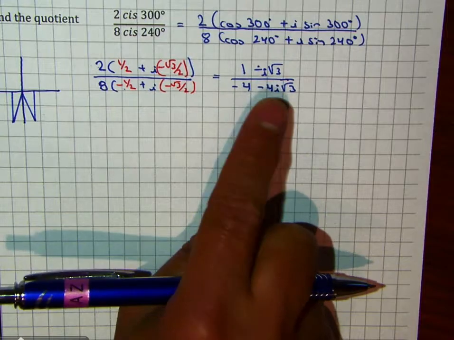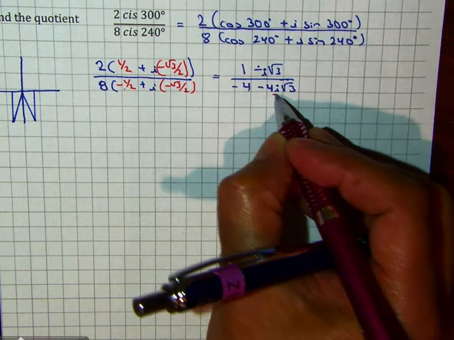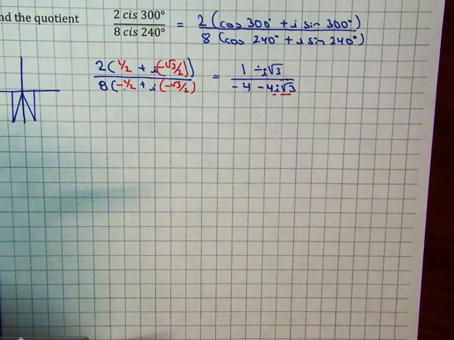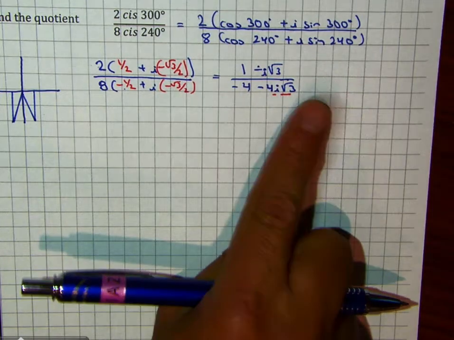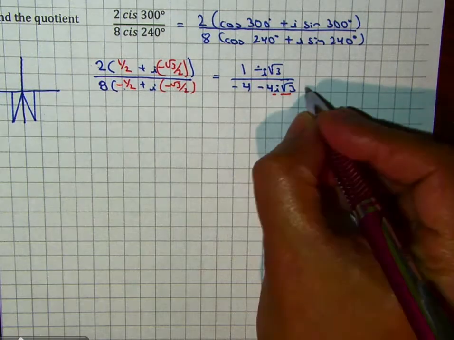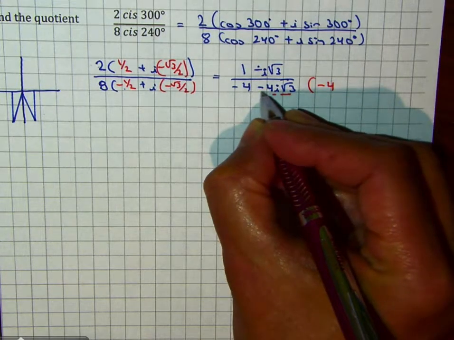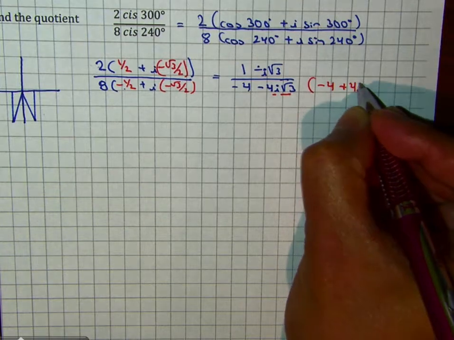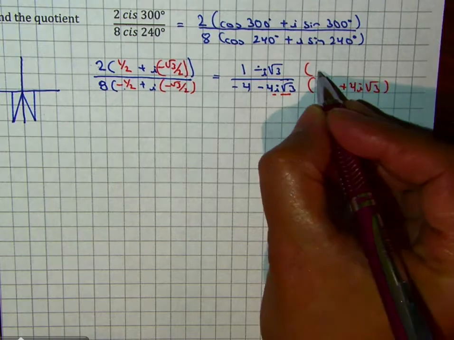Now I have a problem with my denominator. In order to divide, I cannot have imaginary or irrational numbers in my denominator. So I'll multiply by, do you guys remember, what should I multiply by? What is this called? Negative 4, and the only thing that will change is to a positive 4i square root of 3. What is that called? It's called the conjugate.